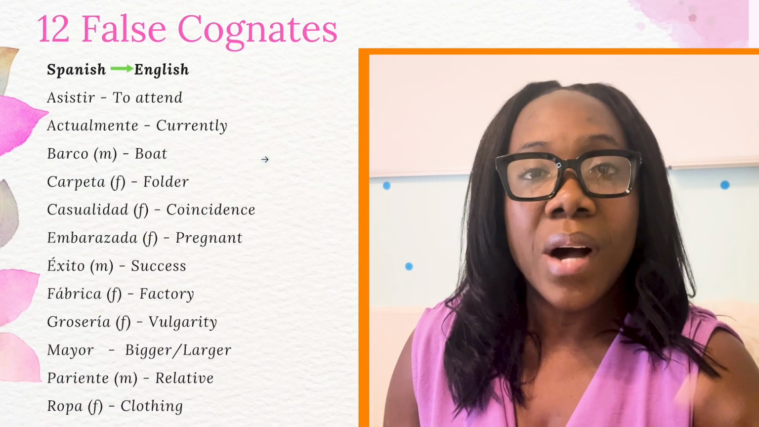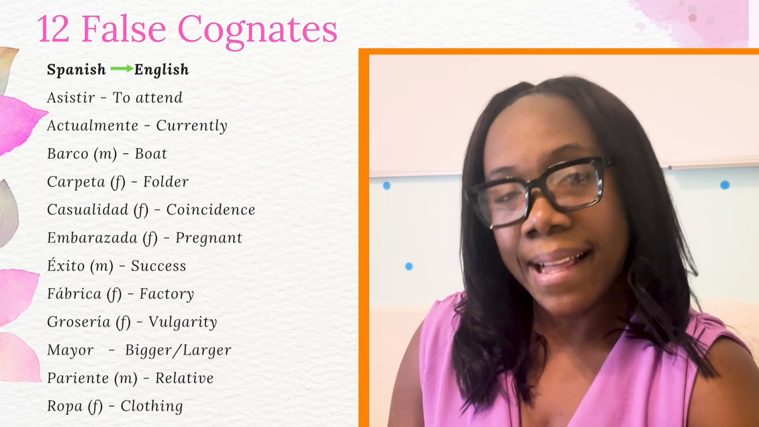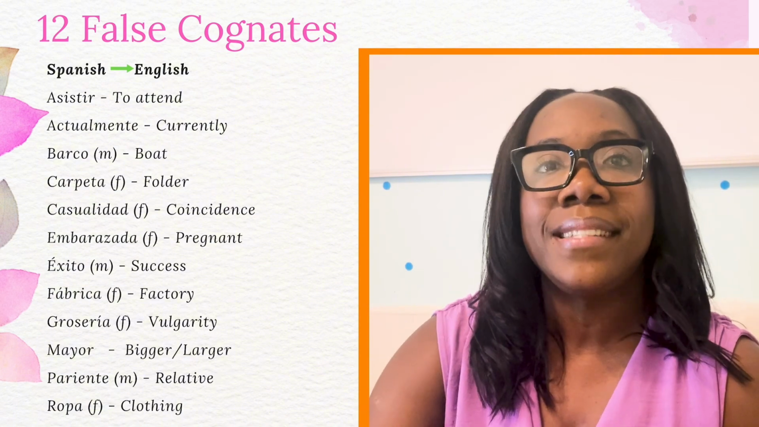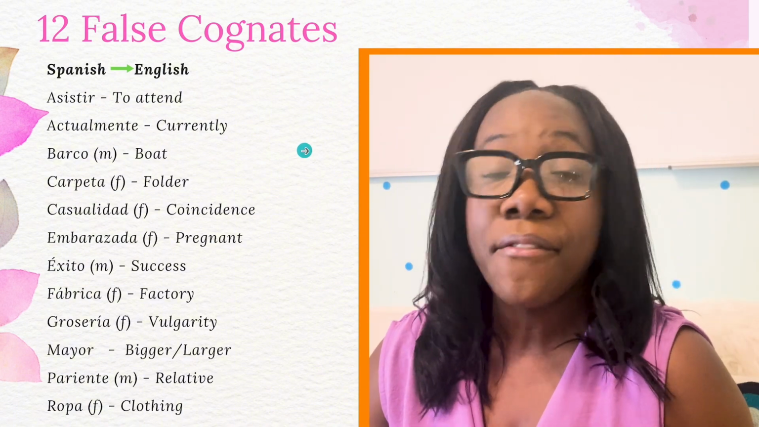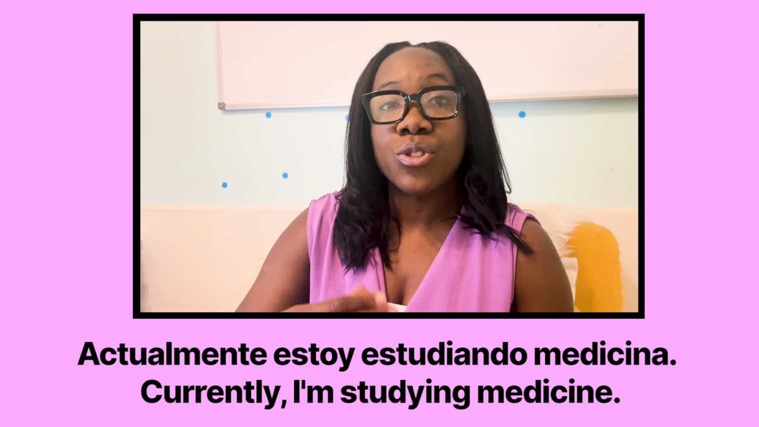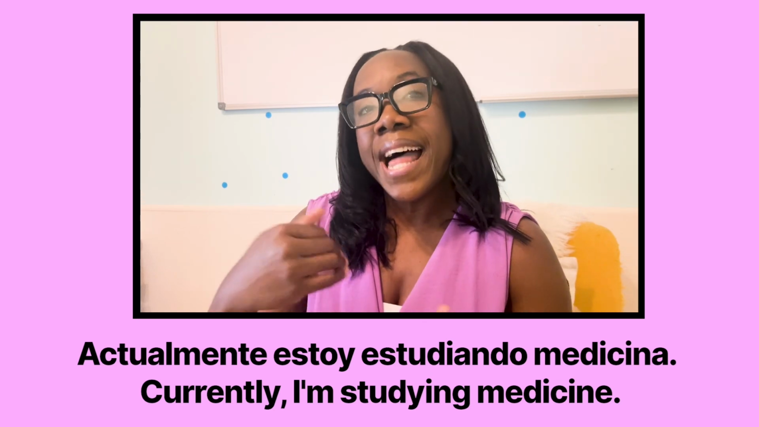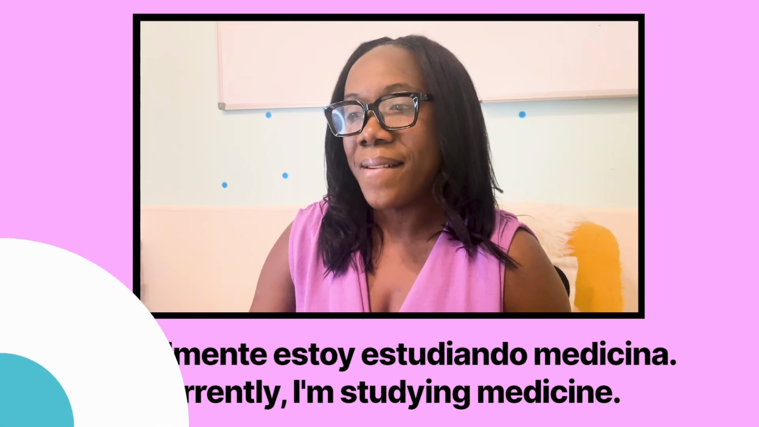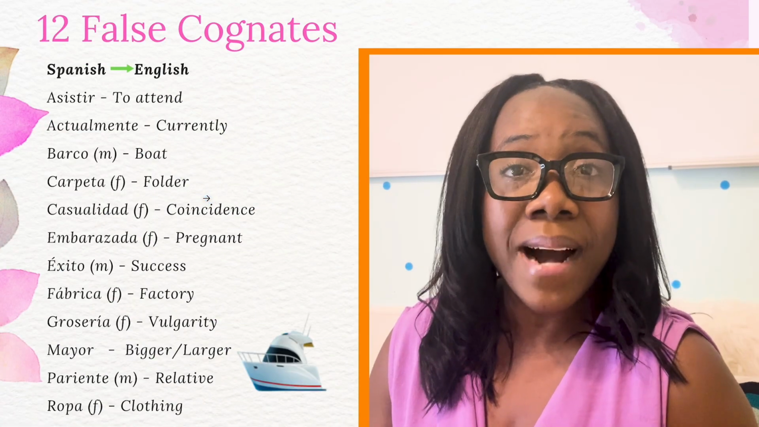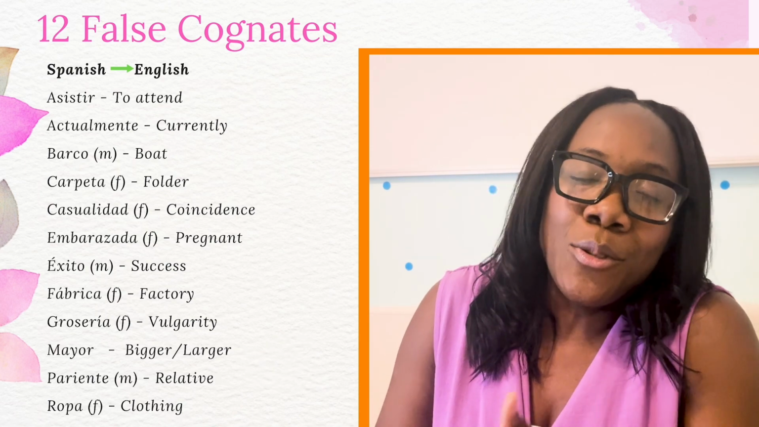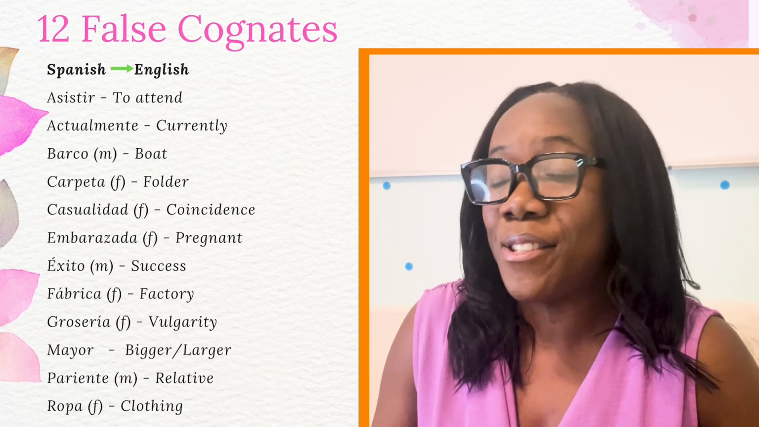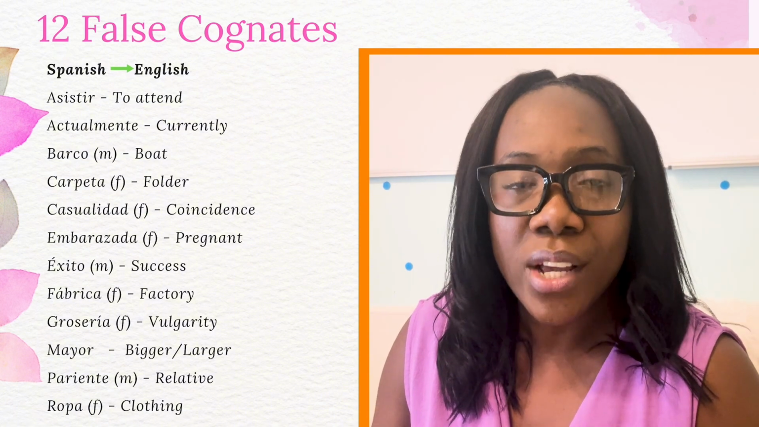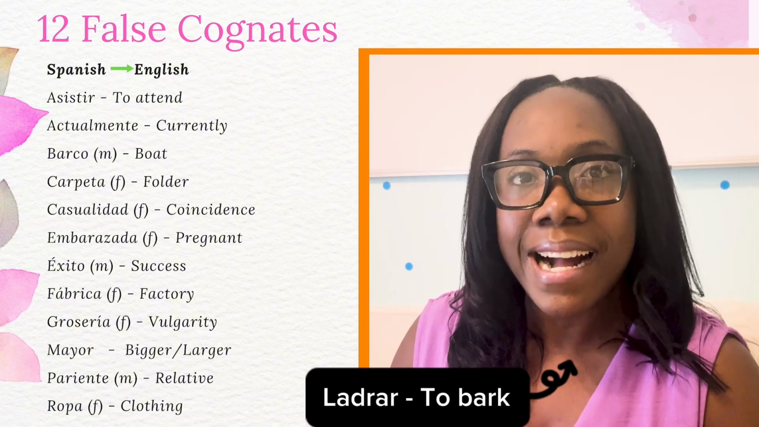Next, we have actualmente, which might look like the English word actually, but it means currently, in the present moment. All right. So I can say, for example, actualmente estoy estudiando medicina. At this moment or currently, I am studying medicine. All right. Next, we have el barco, which you may think has to do with a dog barking, but no, it has nothing to do with dogs. El barco in English is the boat. The verb to bark is ladrar, all right?